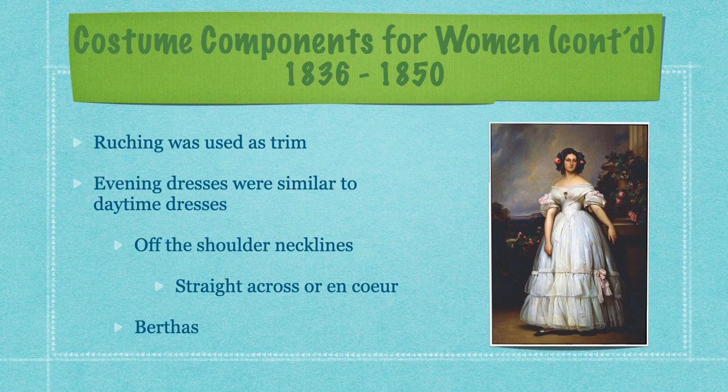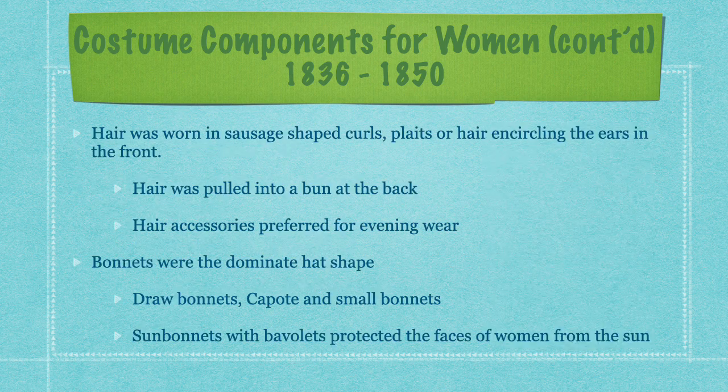Evening dresses were made with off-the-shoulder necklines that stretched straight across the encore. Many evening dresses also had berthas. Hair was worn in sausage-shaped curls, plaits, or the hair encircled the ears in the front. Hair was then pulled back into a bun at the back of the head. Hair accessories were preferred for evening wear.